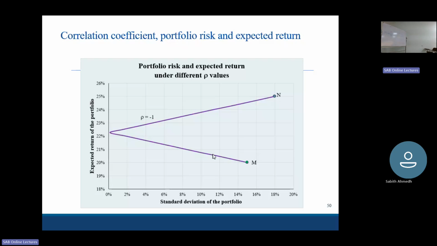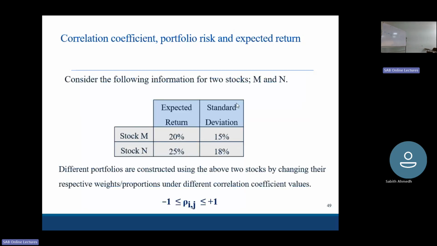Right? Now if you look at this point here, this is stock N. If you invest in stock N only, this is your standard deviation. On the x-axis, the standard deviation, and on the y-axis, the expected return. So if you invested your total wealth in stock N, this is your risk, standard deviation, and this is your expected return. Then make a point.